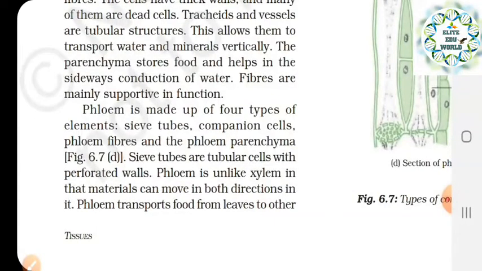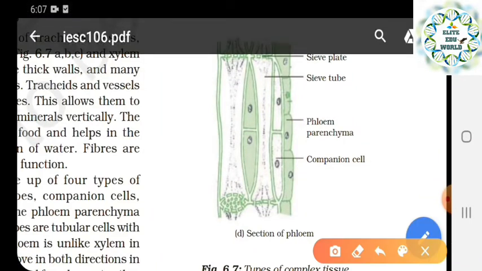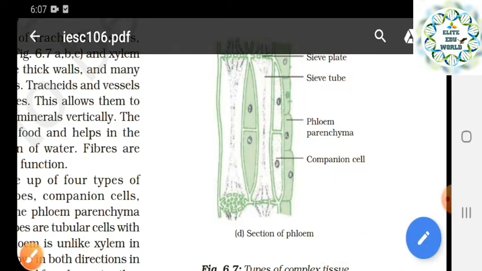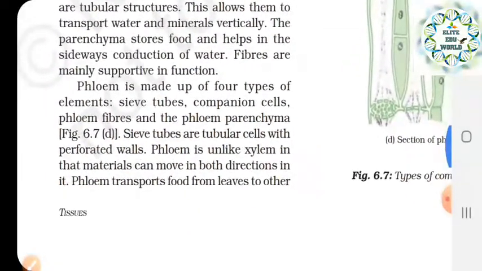The phloem is made up of four types of elements: sieve tubes, companion cells, phloem fibers, and phloem parenchyma, as we can see in figure 6.7. This figure shows a section of phloem. Here we can see sieve plates, which can also be called sieve tubes, phloem parenchyma, and companion cells. It is made of these four types of cells, and that is why it is called a complex tissue. Now we can see the function of these cells one by one.